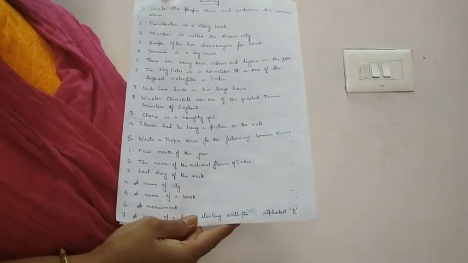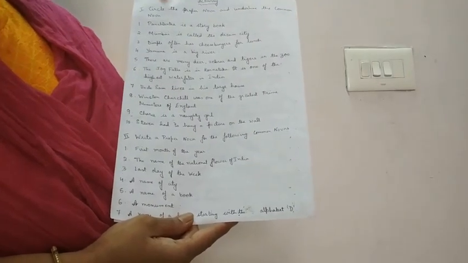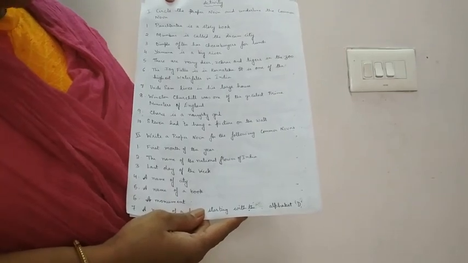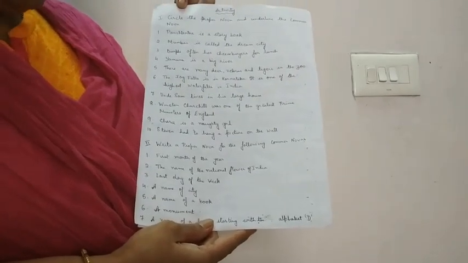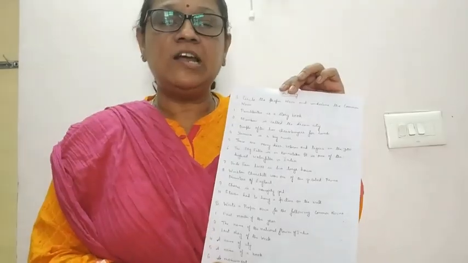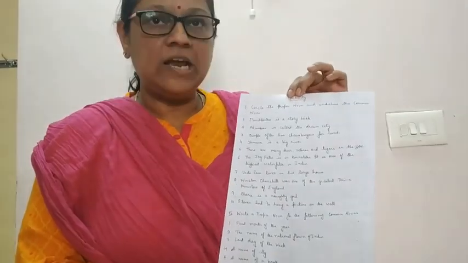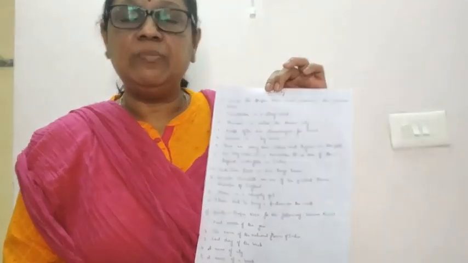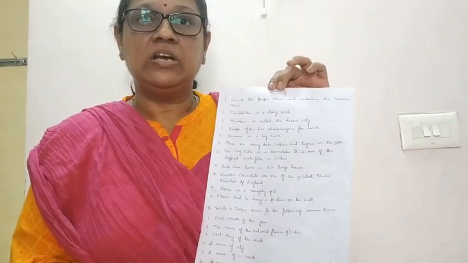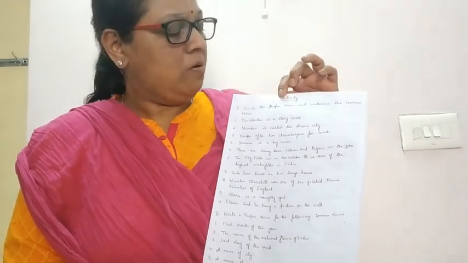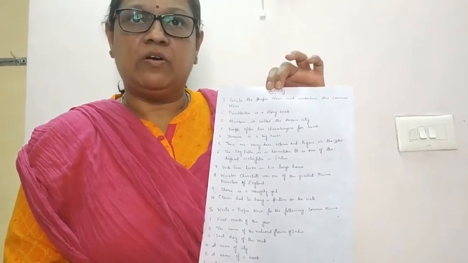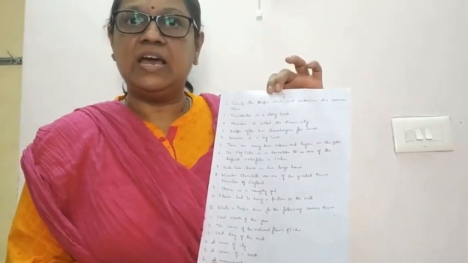Winston Churchill was one of the greatest prime ministers of England. Charu is a naughty girl. Stephen had to hang a picture on the wall. Children, be very careful when you are underlining the common noun and circling the proper noun, because even though sometimes you know the answers, you make mistakes by circling the common noun and underlining the proper noun, for which you lose your marks during exams.